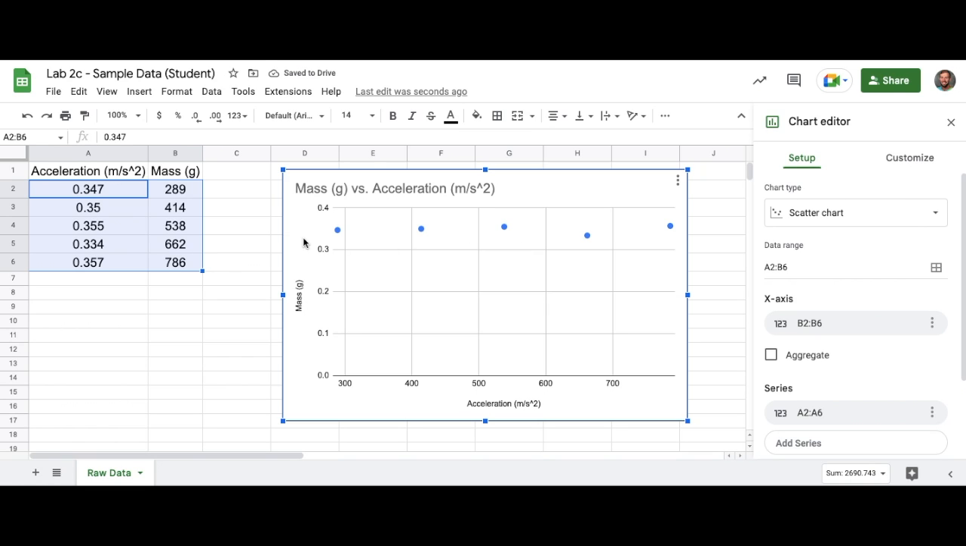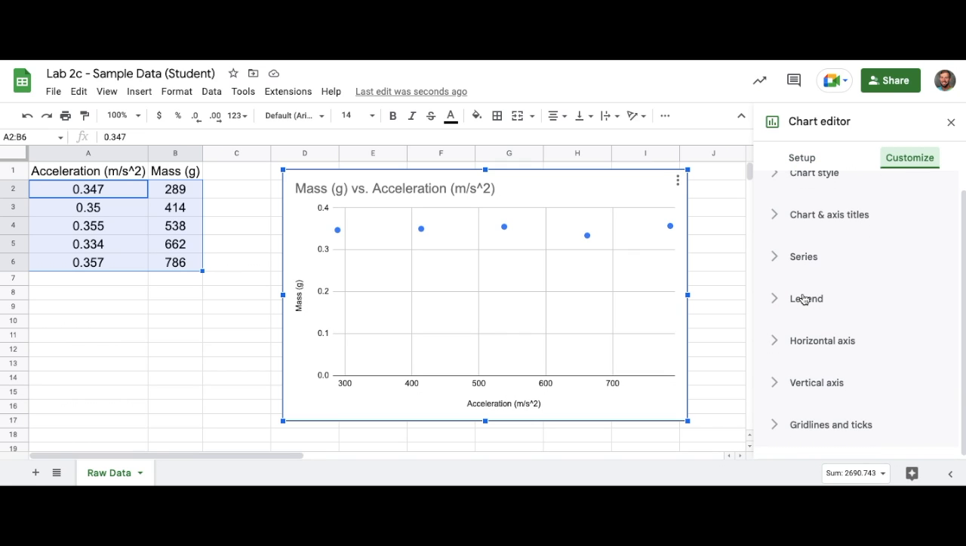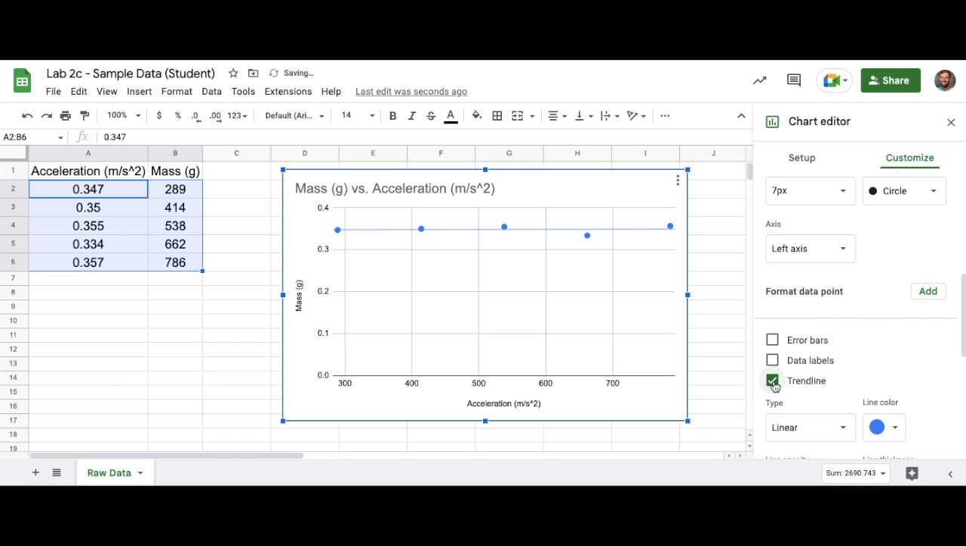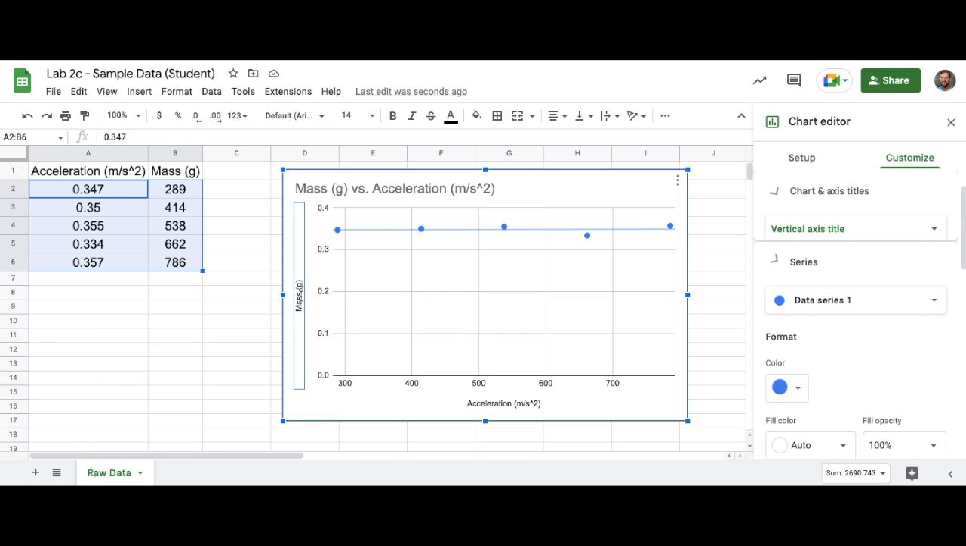Okay, so now I can see here that I have a relatively consistent relationship, meaning, what I mean by consistent, to be more specific, is I can clearly see that increasing the mass does not show a linear increase in my acceleration. I'll go over here to series. I'll add in a bit of a trend line just so I can see. My trend appears to be mostly that as I increase the mass, I have no noticeable change in my acceleration.